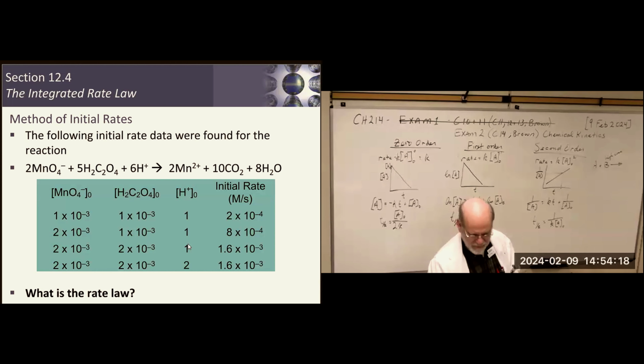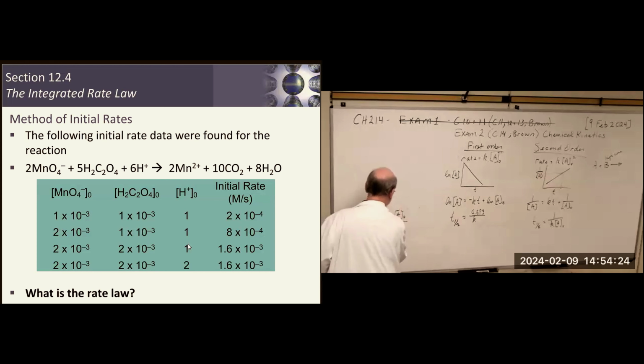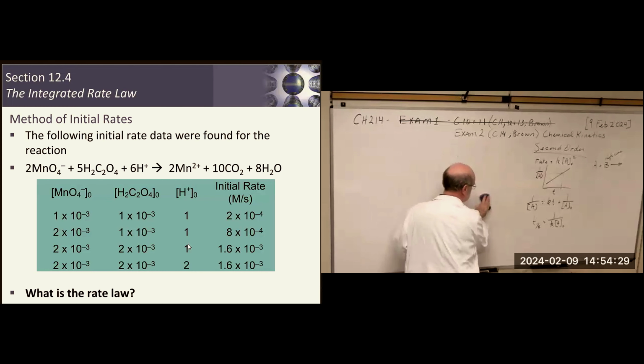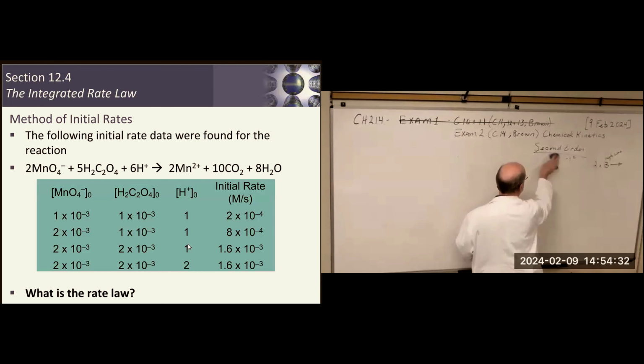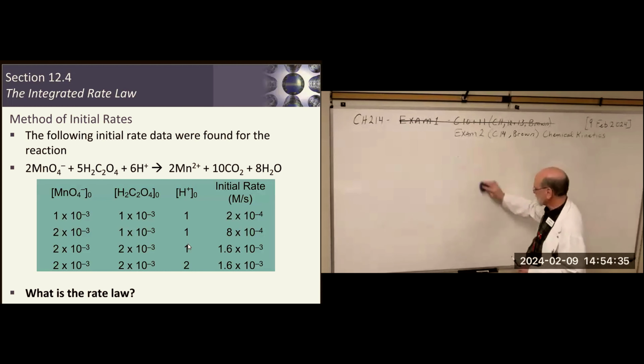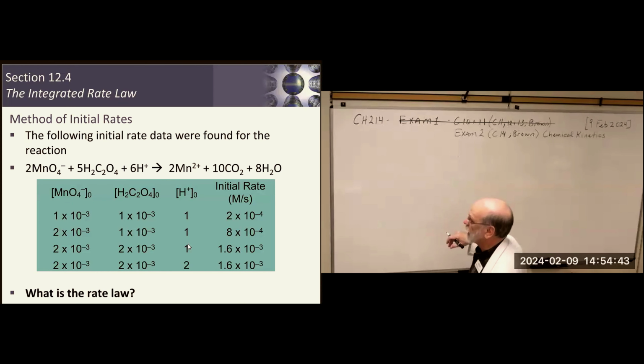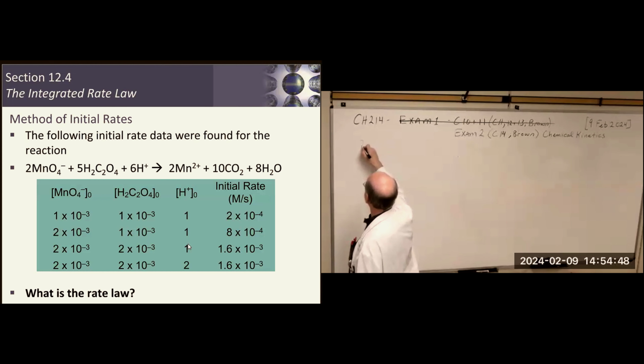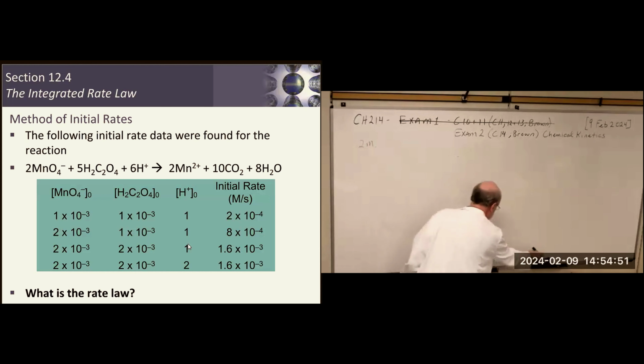I guess I'm going to have to work it out myself. Okay. I think I'll do this one in detail. For the first exposure to initial rates, we'll do this one in detail. So what I need is to put that data set up here. Actually, I need to put the reaction that we're working with. So we've got 2 MnO4 minus.